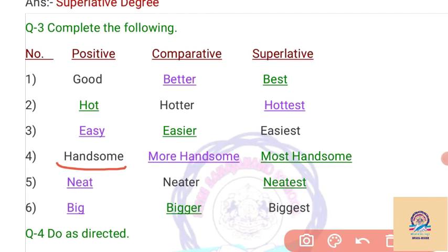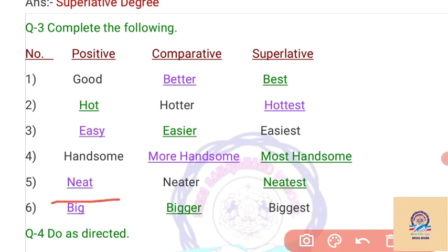Then handsome is given here. That is once again a two-syllable word. Hand and some, both different words. Handsome is given here, so we have to add more before it in the comparative degree. It means more handsome, and most in the superlative degree. So our answer is most handsome.